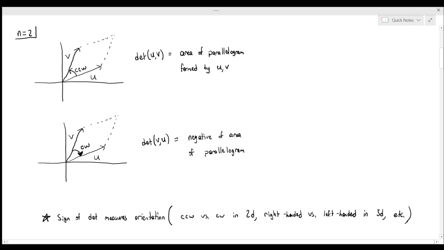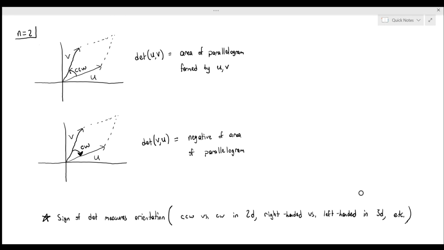So what the sign of the determinant measures is the orientation of the vectors, or the orientation of the parallelogram. In two dimensions, you have counterclockwise versus clockwise orientations. In three dimensions, you might be familiar with having right-handed versus left-handed coordinate systems. Those are the two different orientations that you can see in 3 dimensions. That generalizes to higher dimensions, although I don't quite know how to describe it in words when we get to higher dimensions.